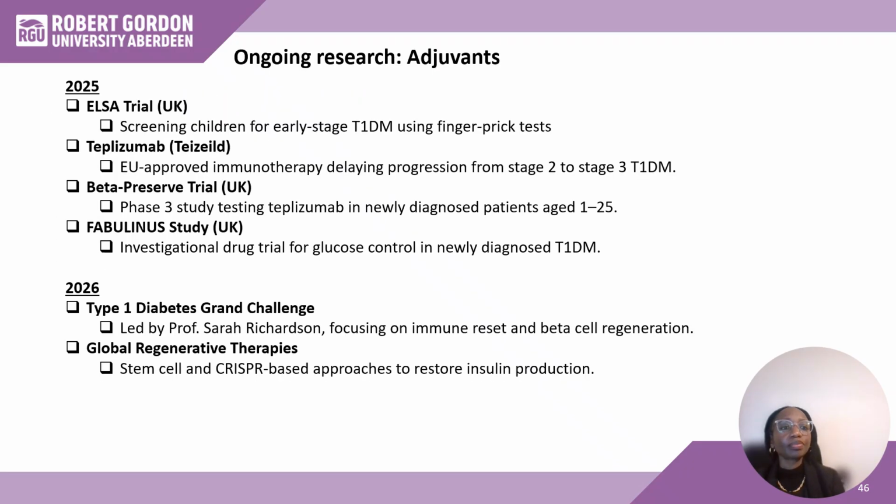I thought I'd include here some ongoing research with regard to adjuvant therapies in type 1 diabetes. Again, just for completeness, as you can see, there's the ELSA trial, the teplizumab trial, the Beta Preserve trial, and the fabulimnas trial. And also this year there's a big type 1 diabetes grand challenge, and I'll include a video of it on the Moodle page. And there are also global regenerative therapies that are upcoming.